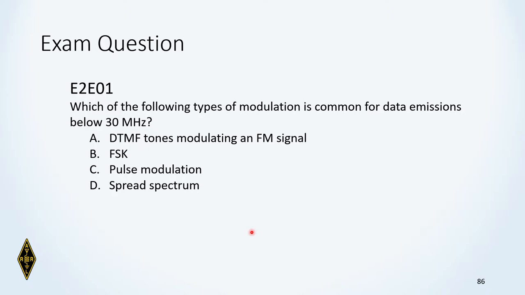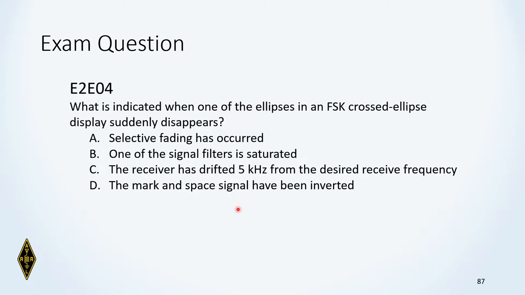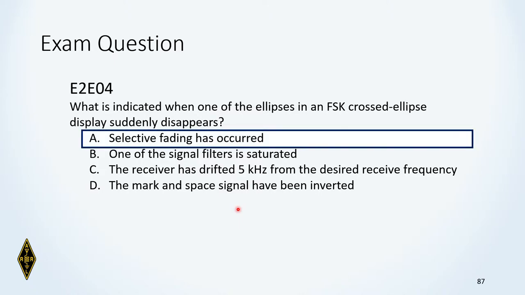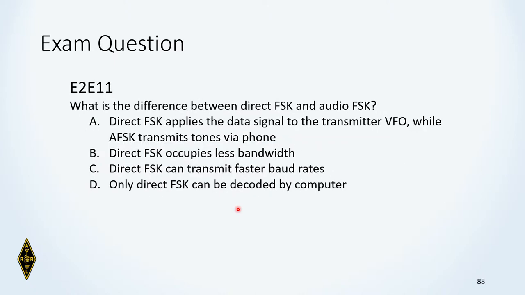Which of the following types of modulation is common below 30 megahertz? If you don't remember this one, you can almost get it by a process of elimination. FSK. That's FSK, frequency shift keying. Correct. Spread spectrum and DTMF are usually used on 2 meter repeaters, and pulse modulation we don't use. What is indicated when one of the ellipses of an FSK display suddenly disappears? Alpha. Selective fading. Lost one of them. Your receiver went dead 170 hertz away from the mark or space frequency.